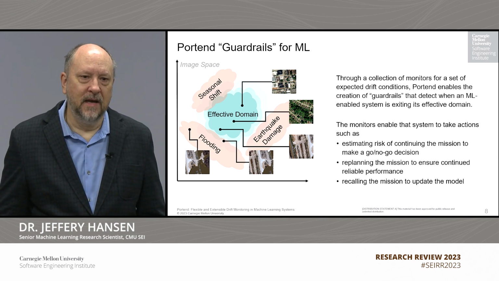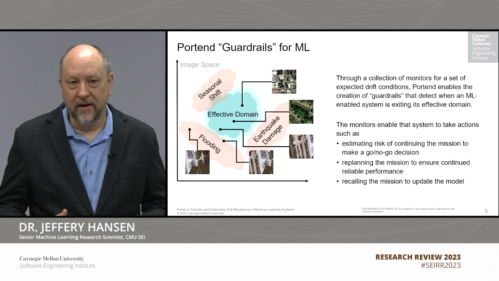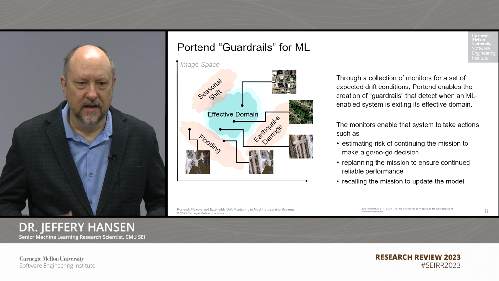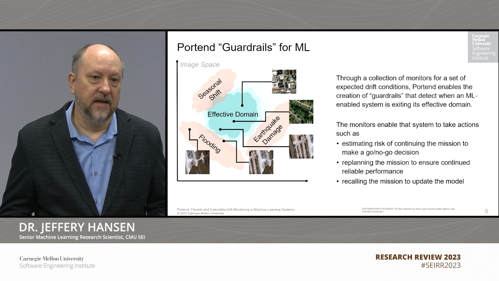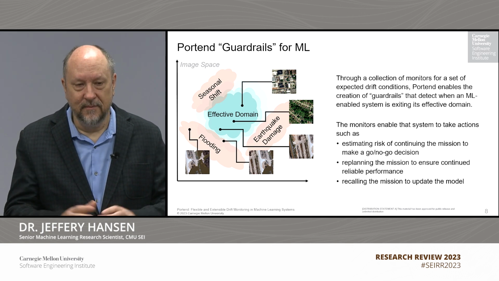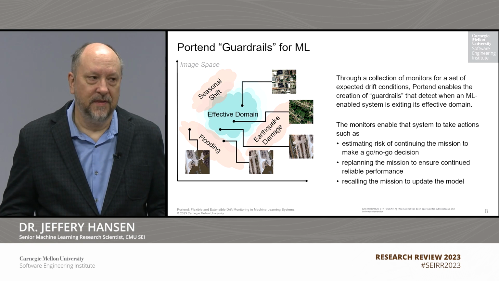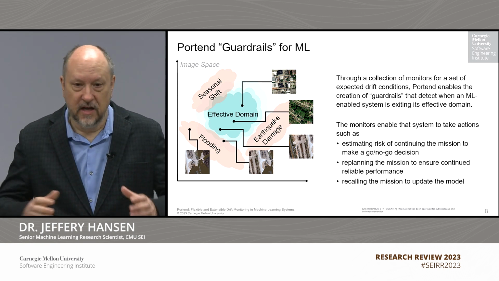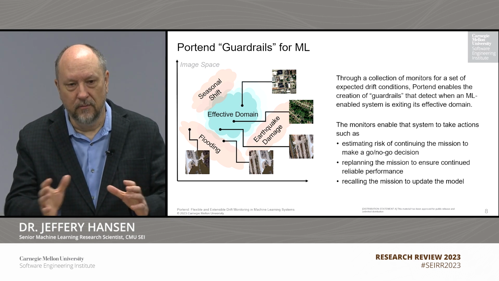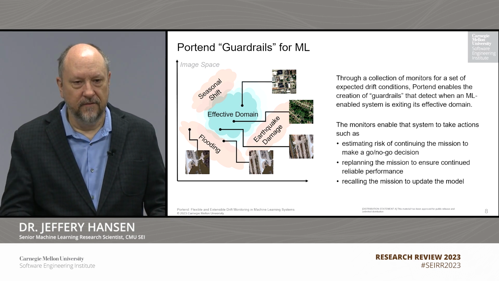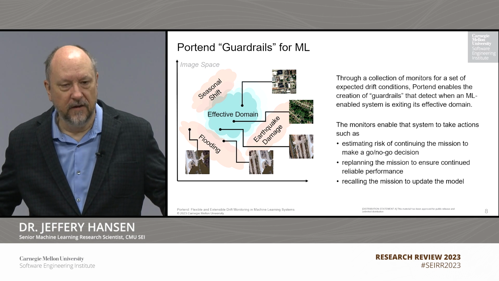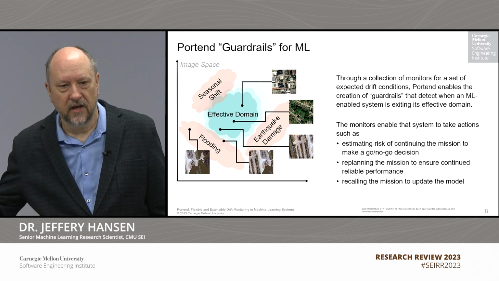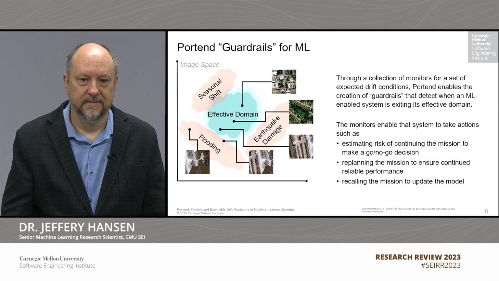Now, some people may ask the question, why don't I just use the drifted data to extend my model? And that's great. You can do that and make your effective domain larger, but then you still have the risk of falling off the cliff, because all you've done is move the cliff edge, so to speak, and now you have a new place where you're falling off a cliff.